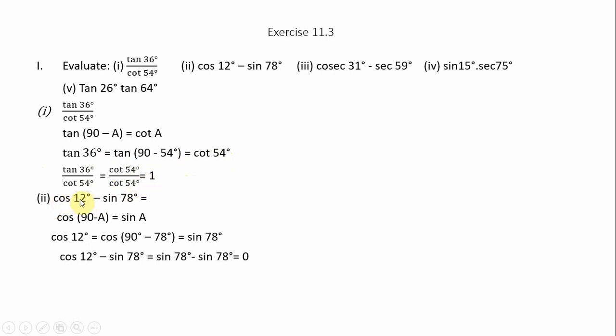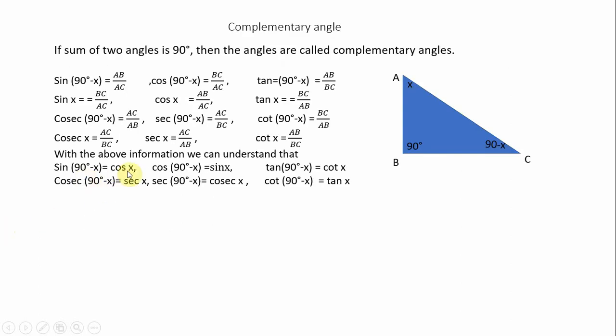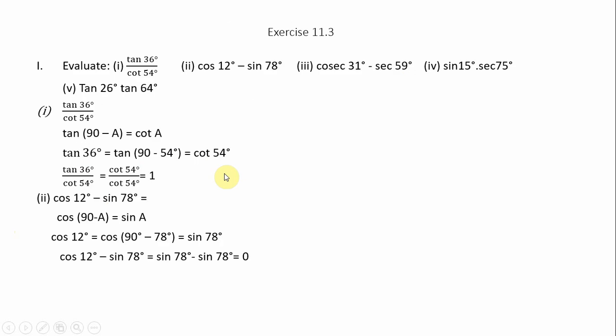Now the second one I am telling you: cos 12 degrees minus sin 78 degrees is given to you. Cos 12, that goes to the formula cos 90 minus A is equal to sin A. I have also explained that to you earlier. Sin 90 minus x is equal to cos x, and cos 90 minus x is equal to sin x, I said. So basing on that, cos 90 minus A is equal to sin A. Now cos 12, first one I am changing, no?